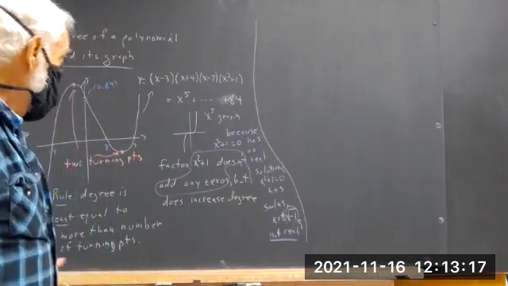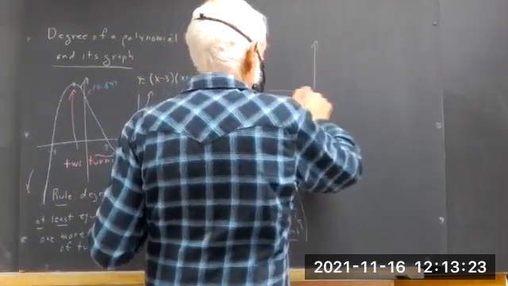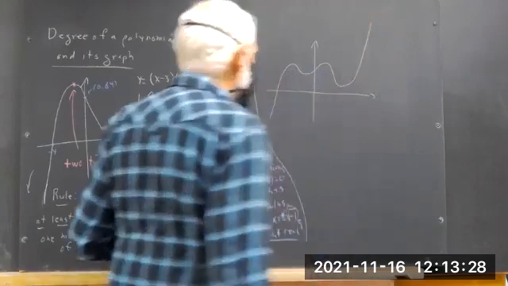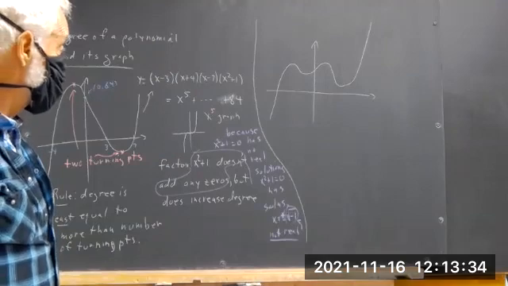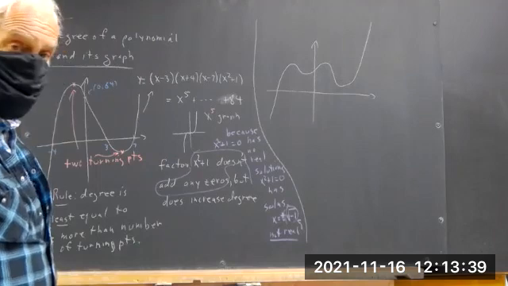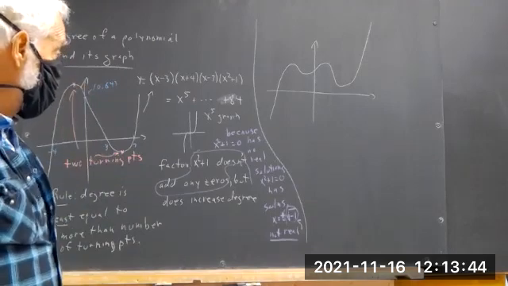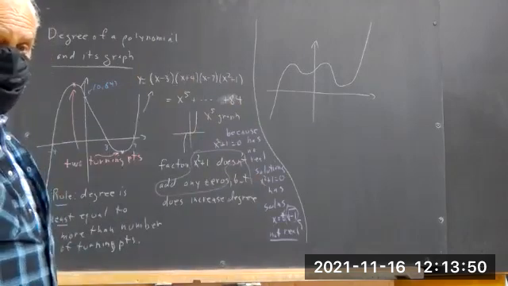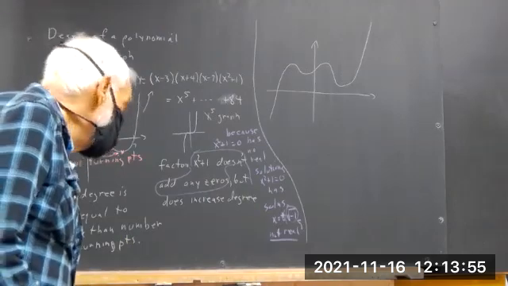Okay. So now, how do you apply the rule? Let's say you have a polynomial here. What can you tell me about the degree? Well, how many turning points are there? Just hold up fingers. There are 4 turning points, right? So 4 turning points.